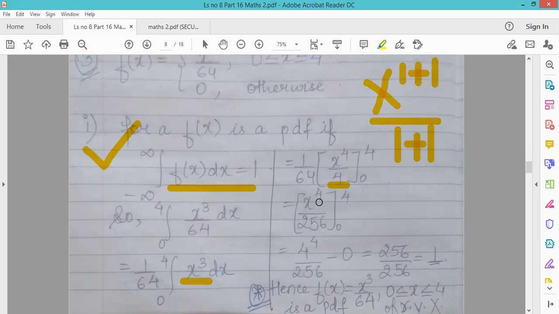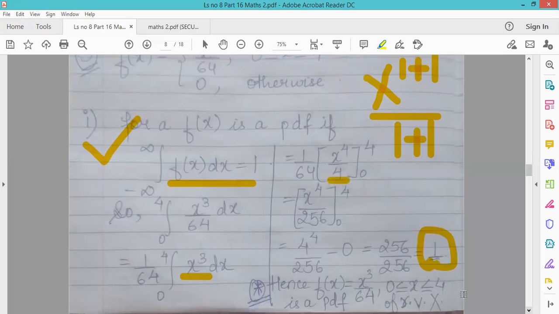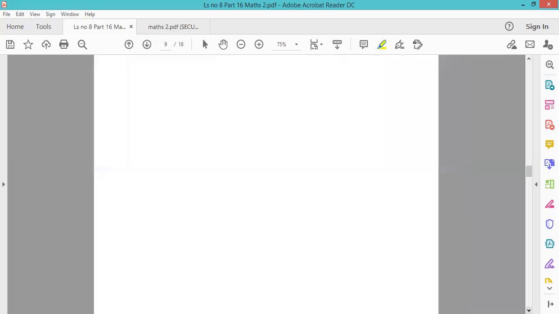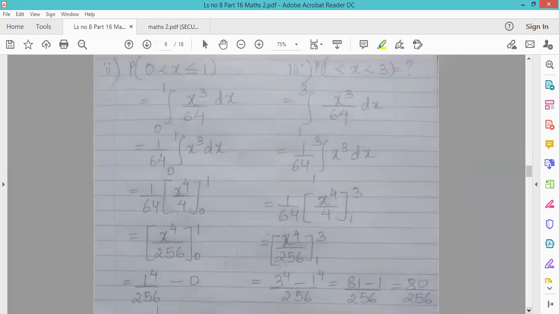And the 1 upon 64 transfers to the right hand side. So you get x raised to 4 upon 256, 64 into 4. So we'll put first the upper limit, which is 4 raised to 4 upon 256, minus the lower limit which is 0. So 4 raised to 4 is 256 by 256, answer is 1. So when you get 1, that means you have proved that the above function is a PDF of a random variable x. Now once you have proved that it is a PDF, आराम से you can find the values of the probability. I just now explained you the second sum.